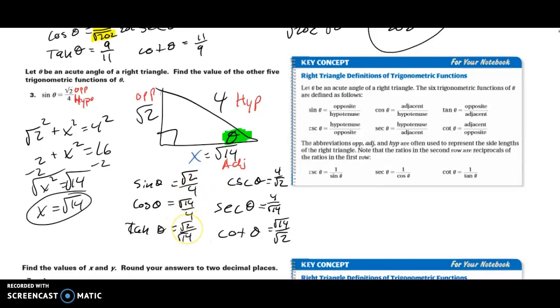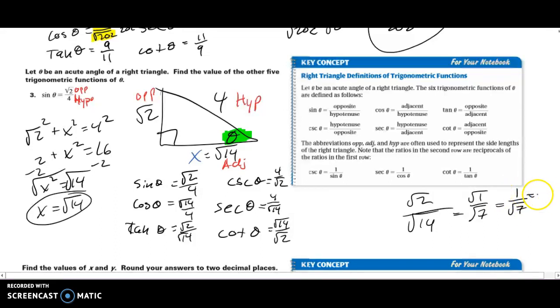This has a root in the denominator, so we could also divide this out. So root 2 over root 14 is the same thing as root 1 over root 7, which is 1 over root 7. And then I'm going to do my little shortcut. So the root's going to come on the top, and the root's going to fall off the bottom. So then I would rewrite this as root 7 over 7 for that A.